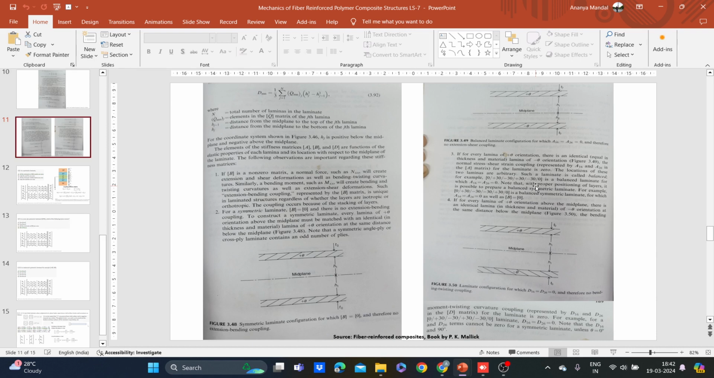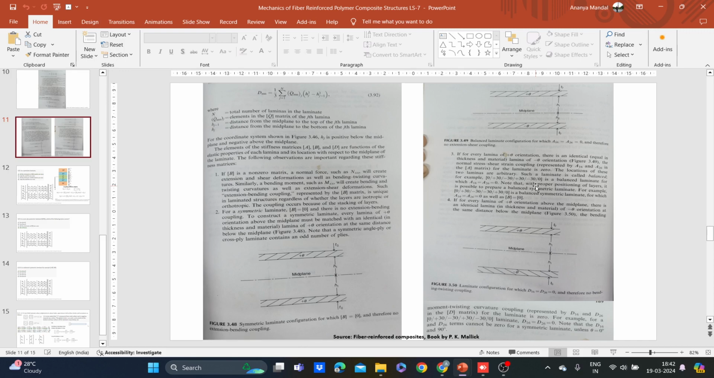So if the positions are correct according to point number 4, then again D16 and D26 will be 0. So balanced doesn't mean that the D values and B values won't be equal to 0. You have to check the position of your laminas.